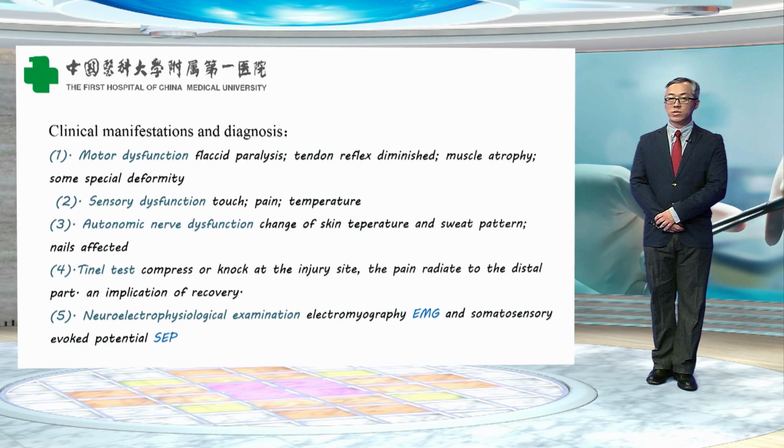The clinical manifestations and diagnosis. The first, motor dysfunction. Nerve fiber injury can cause flaccid paralysis, diminished tendon reflex, muscle atrophy, and some special deformity. Second, sensory dysfunction: touch, pain, and temperature. Third, autonomic nerve dysfunction: change of skin temperature and sweat pattern. Often the nails are affected.